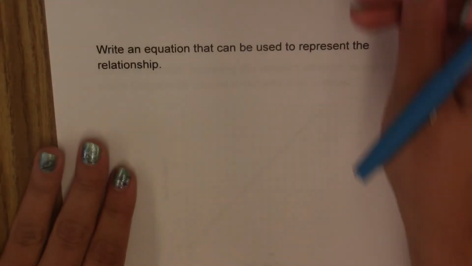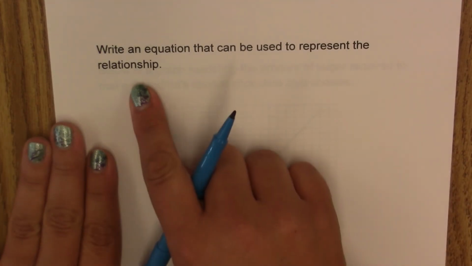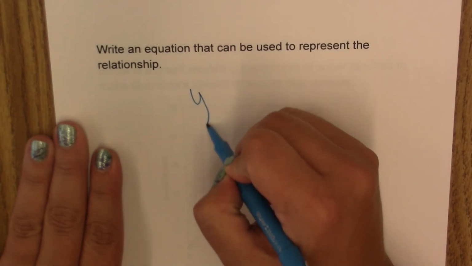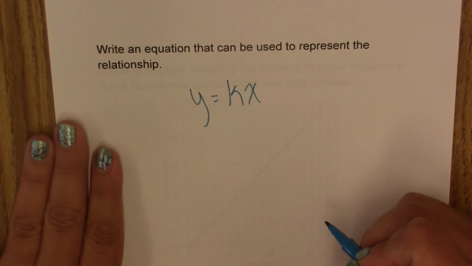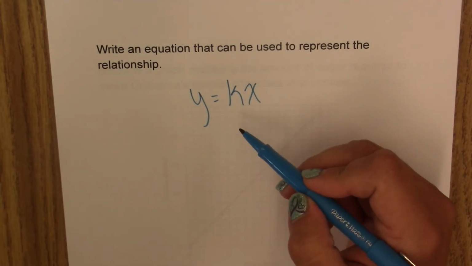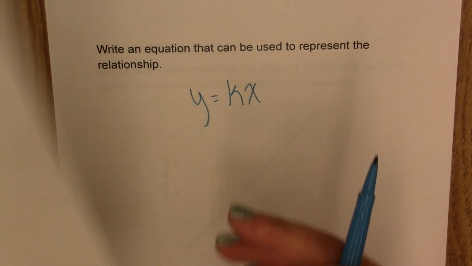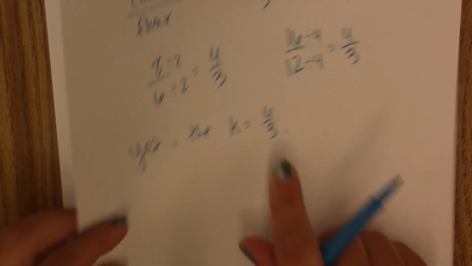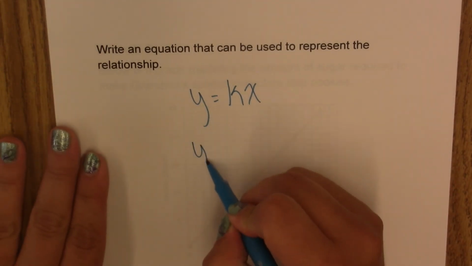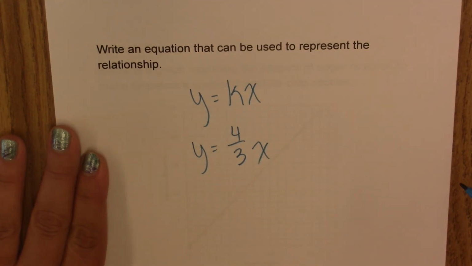All right, our last question here. Write an equation that can be used to represent the relationship. Now remember, the general form of our equation is y equals k times x. And we found a value for k. Let's see if I can find my paper that we did it on. Here we go. So we found that our k value was 4/3. So when we go to write this equation, we are just replacing that k value with 4/3. We leave the x and the y.